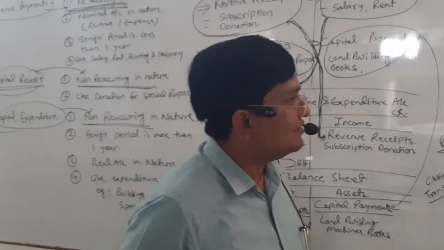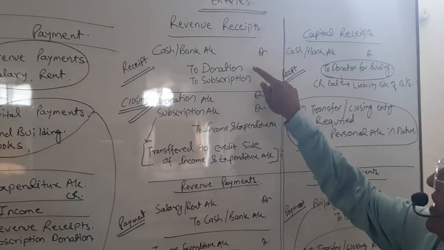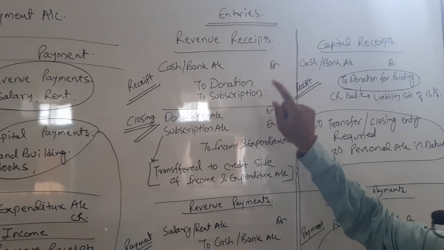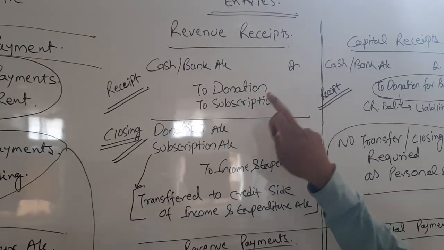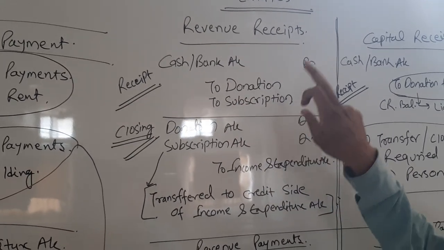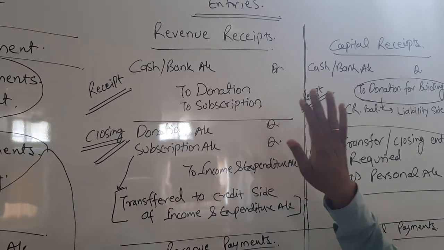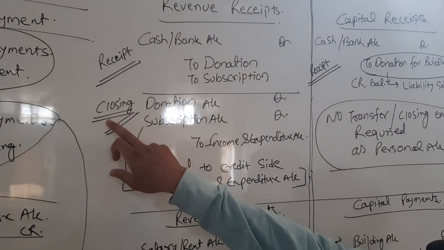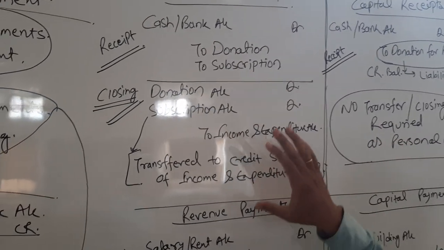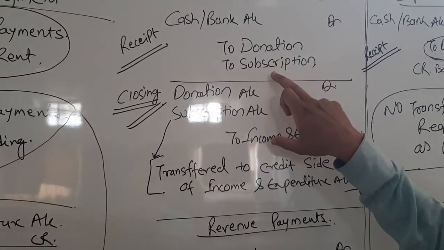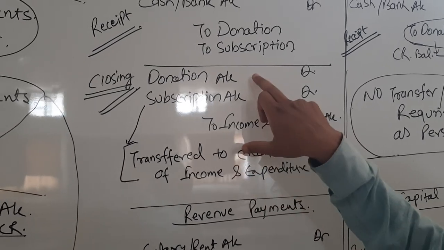Now come to the point of journal entries, which is a very important aspect before preparing the ledger account. For revenue receipts like general purpose donation and subscription, at the time of receipt the entry to be recorded is cash or bank account debit to donation or subscription. As you know, revenue receipts are nominal accounts in nature, and all nominal accounts are closed at the end of the year and transferred to income and expenditure account. So at the end of the year, all receipts on account of donation, subscription and other revenue receipts are to be closed and transferred to income and expenditure account by passing these entries.